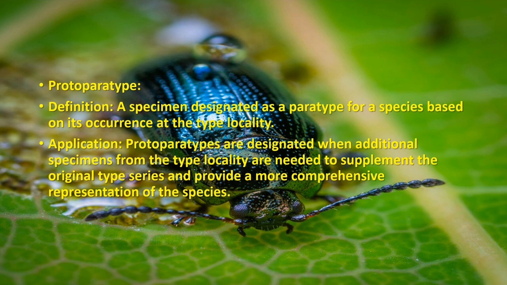Protoparatype, a specimen designated as a paratype for a species based on its occurrence at the type locality. Protoparatypes are designated when additional specimens from the type locality are needed to supplement the original type series and provide a more comprehensive representation of the species.